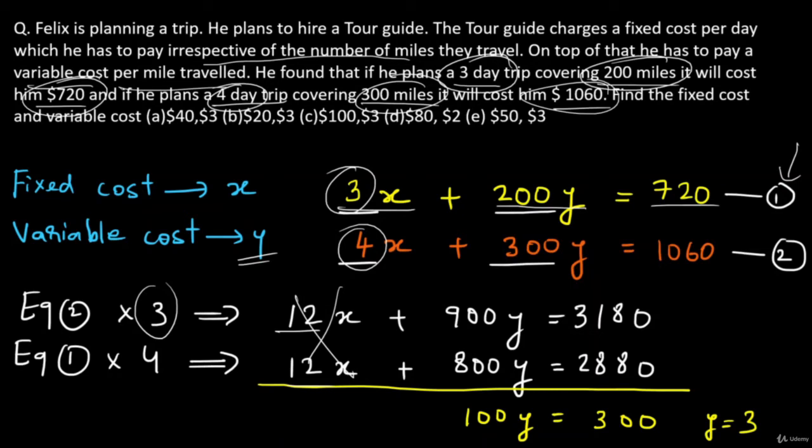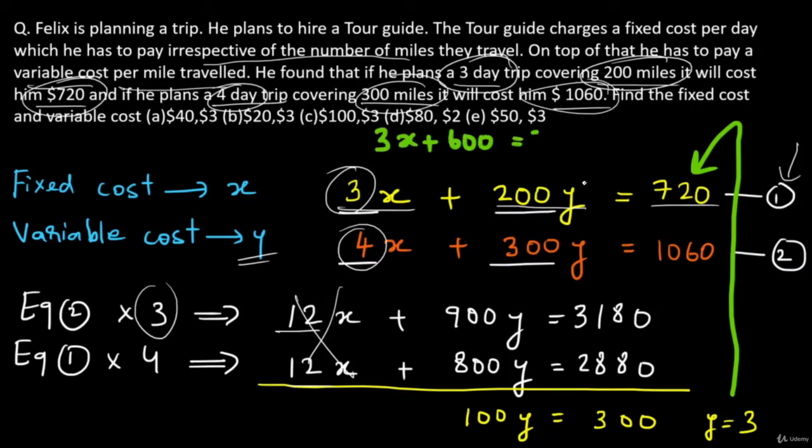Now to find x, let's substitute y over here. Alright, so we get 3x plus 200 into 3, that is 600, is equal to 720. Therefore 3x is equal to 120, or x is equal to 40. Therefore the correct answer to this question is 40 and $3, which is answer option A.